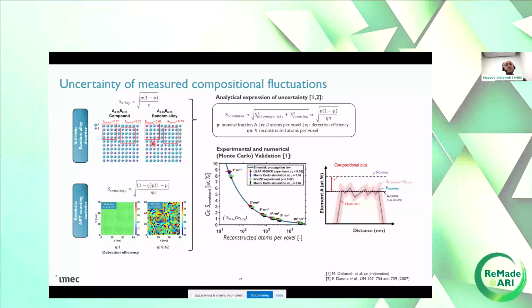We have combined these two contributions, and we obtain an analytical expression to calculate the uncertainty on top of what we measured with atom probe. We experimentally and numerically validated this expression in two different atom probe instruments and different experimental conditions. By this, now we know about the compositional bias. We can put a number uncertainty on what we measured along the tiny nanometric size area within the specimen.